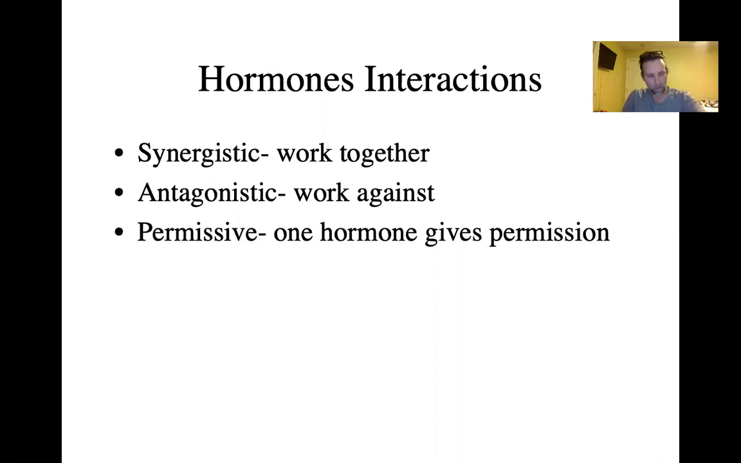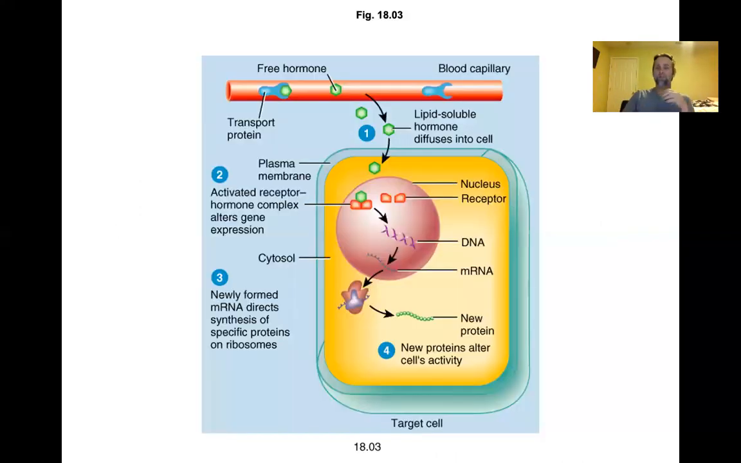And just off the top of my head, in class we talked about insulin versus glucagon, right? Insulin lowers blood sugar, and glucagon does the opposite. But just know antagonistic is one type of interaction. Permissive, well, just as it says, one hormone gives permission to the other.